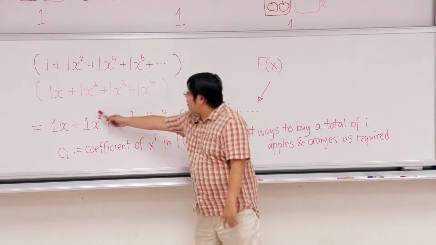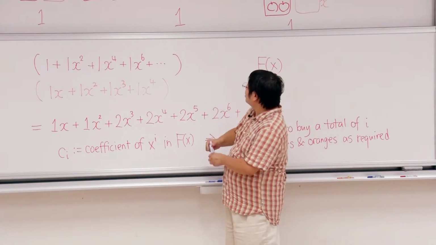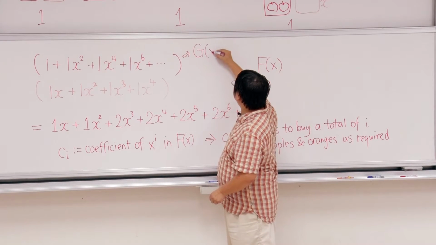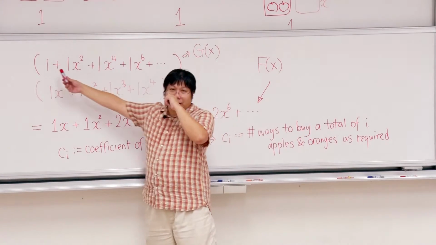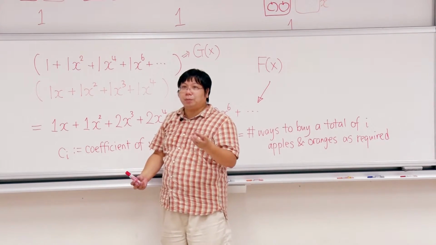So not just this part is a generating function, but this part is also a generating function. You can call this part, the red part, g(x). What is the coefficient? The coefficient of g(x) is telling us the number of ways to pick apples.